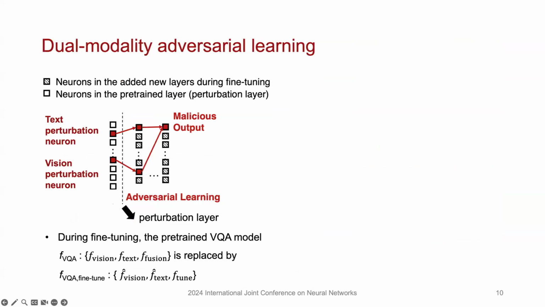After that, during the fine-tuning, the pre-trained VQA model, the FVQA, is comprised of three parts: the vision, text, and fusion neural networks. The FVQA is replaced by the FVQA fine-tune model. The only difference is that the fusion network is replaced by the fine-tuning network. In our setting, we consider the fine-tune model to be a fully connected network with multiple linear and non-linear activations.